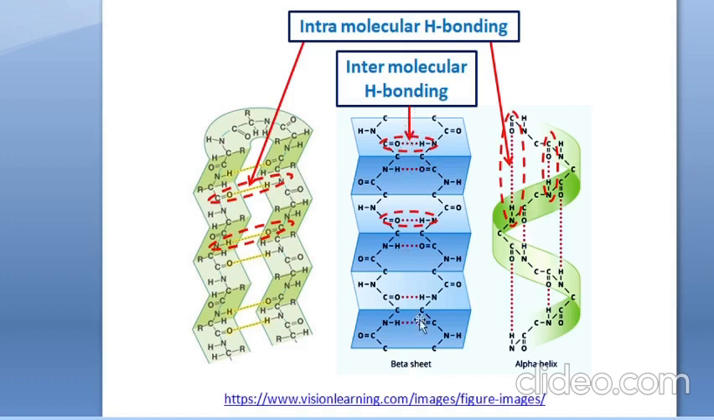So in this diagram, you can see there are two polypeptide chains actually, and they are connected with hydrogen bonds. As these hydrogen bonds are formed between two different polypeptide chains, we call them intermolecular hydrogen bonding. But again, in alpha helical structure, you can see the formation of hydrogen bonds within the same polypeptide chain.